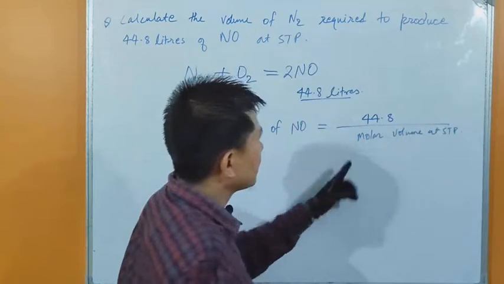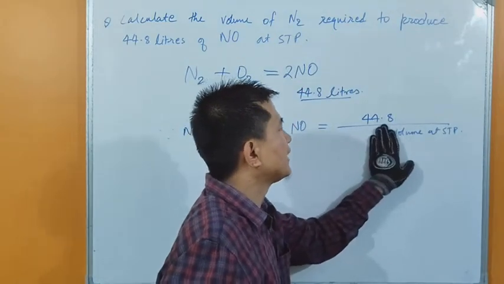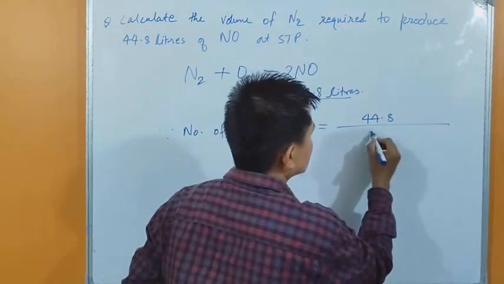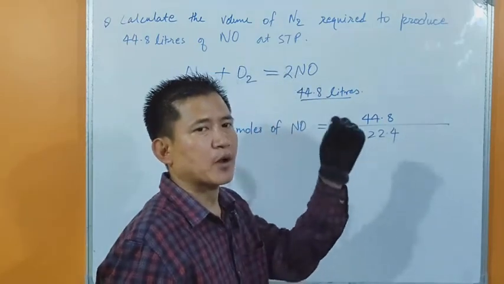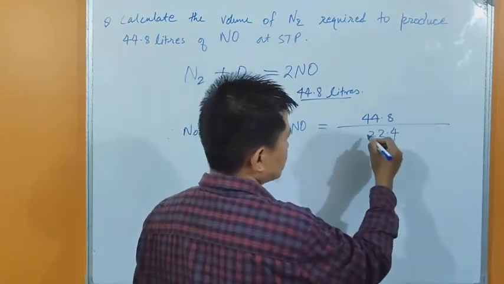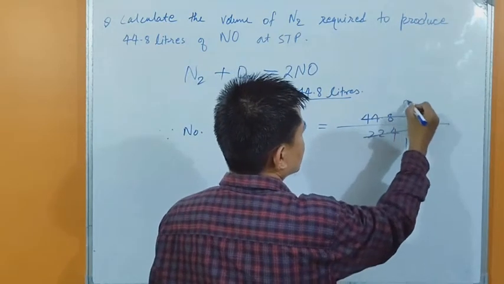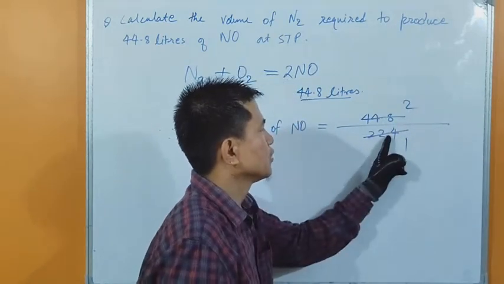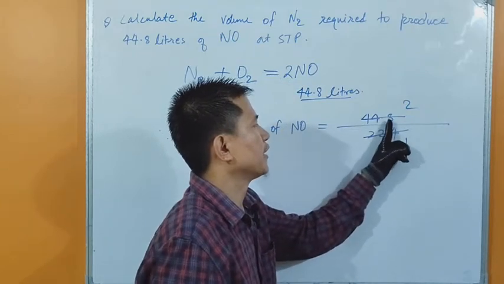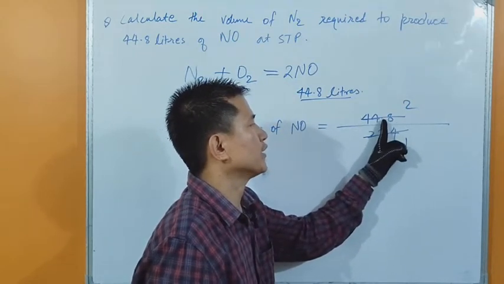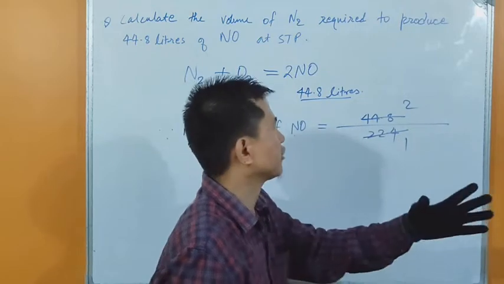Okay. And we know the molar volume of any gas at STP is how much? 22.4 liters, isn't it? The volume occupied by 1 mole of gas. Let us divide this. The decimal point here is in front of 1 digit, and the decimal point in the numerator is also in front of 1 digit, so the decimal points can be forgotten.